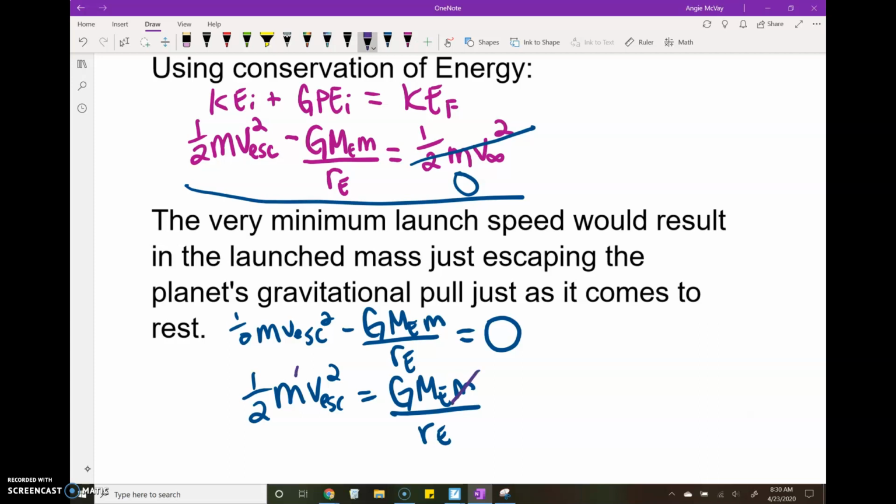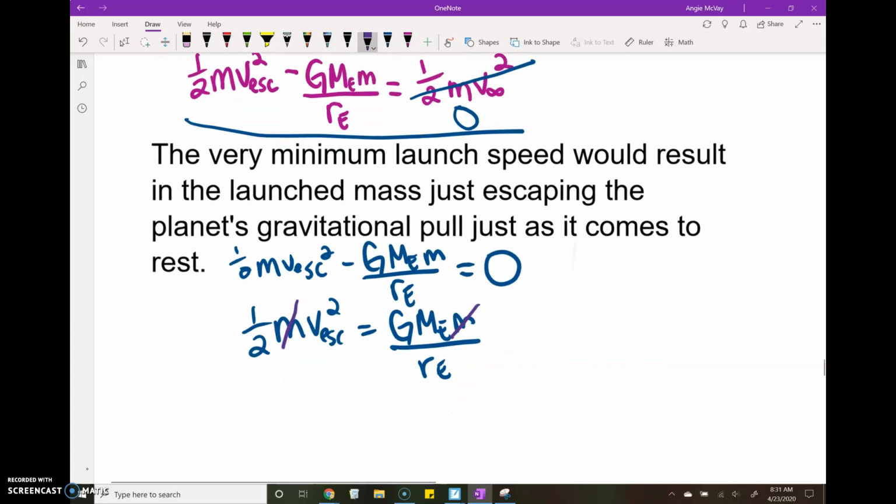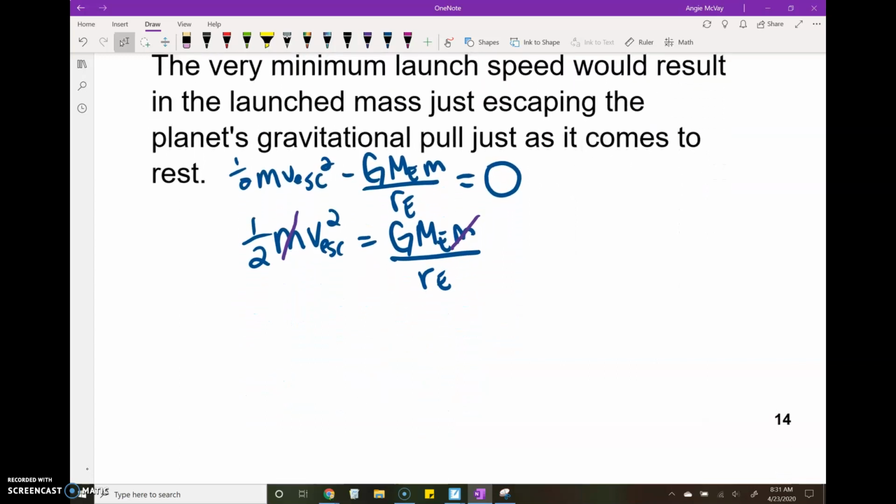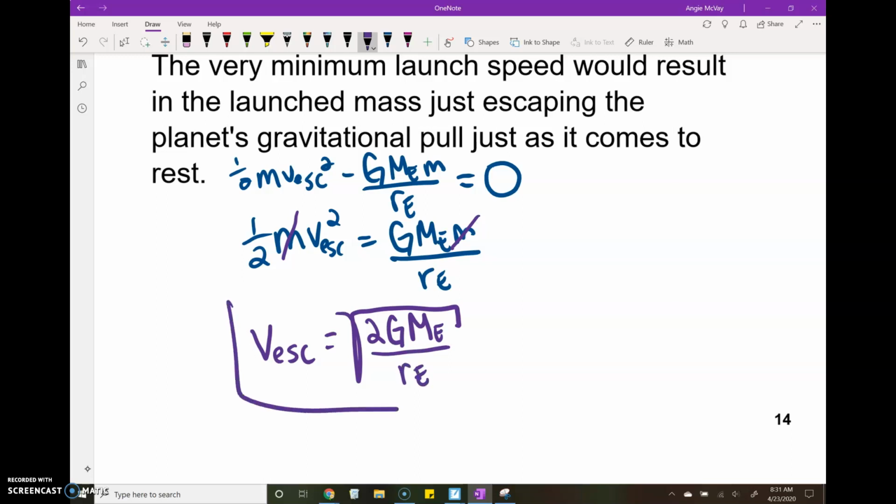Okay. Your little masses cancel out, and we end up with something that we can write for escape velocity. It's equal to the square root of 2 times the universal gravity constant times the mass of the Earth over the radius of the Earth. That's an E. Okay, and so that's our derivation for an equation that we can use to calculate an object's escape velocity.